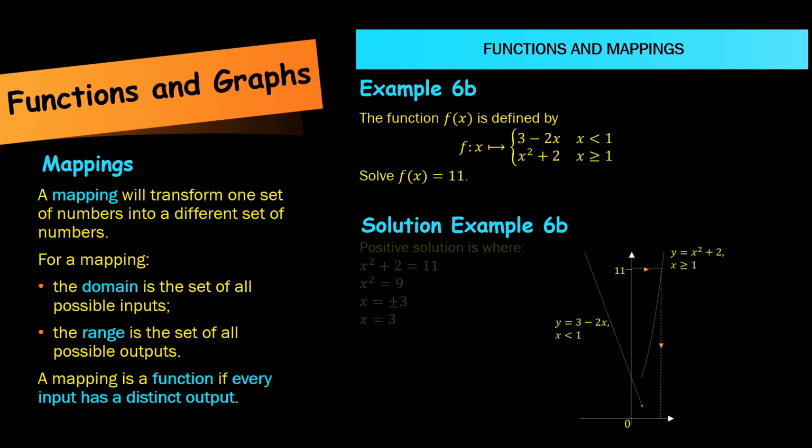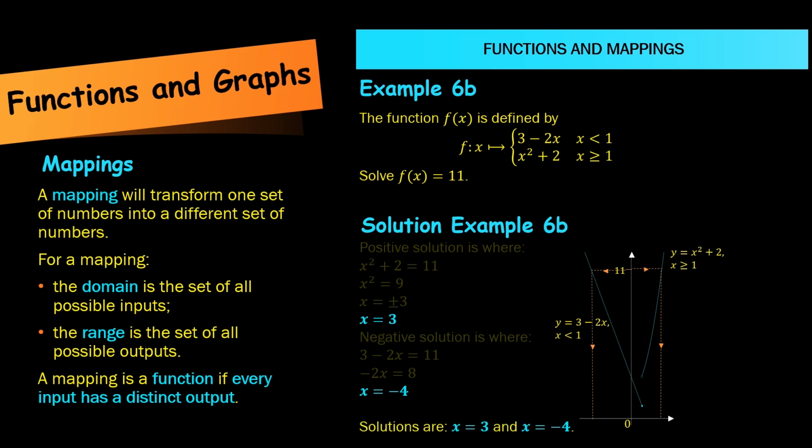On the negative side, or the x is less than 1 side, we have one solution also. So the negative solution is where 3 minus 2x equals 11, because for x less than 1, we have this linear equality holding. And solving for x gives us x equals minus 4. And so we have two solutions, x equals 3 and x equals minus 4.